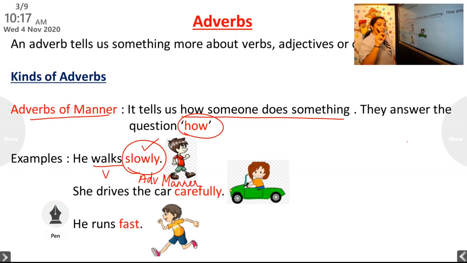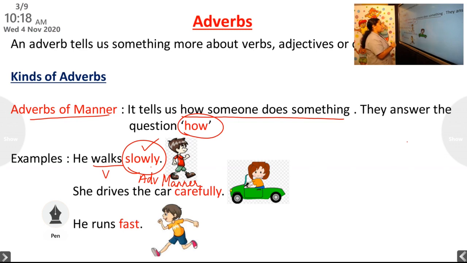You ask the question how to the verb. First you have to find the verb in a sentence. Ask the question how. If you get an answer, that word is the adverb of manner. He walks slowly. So walks is the verb. How does he walk? He walks slowly. You got the answer as slowly. So this slowly is the adverb of manner.